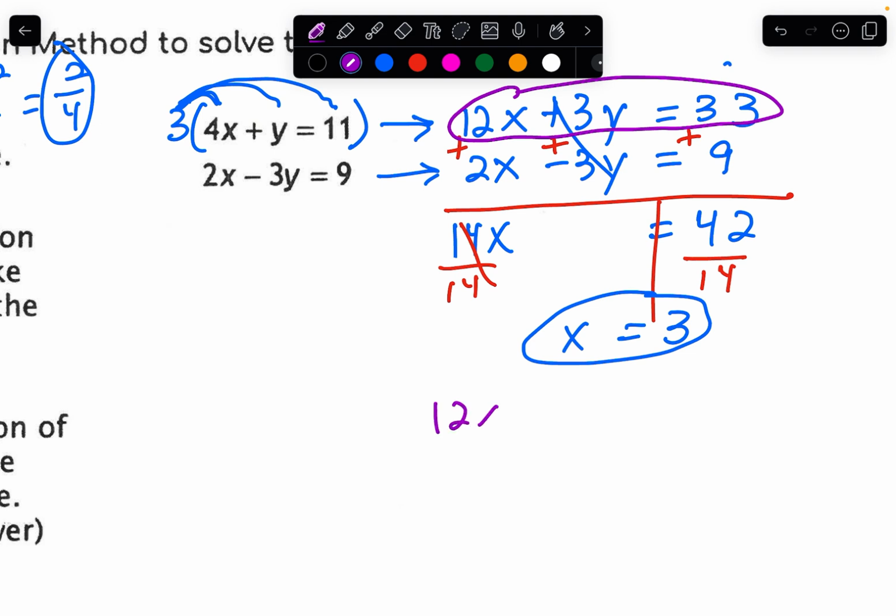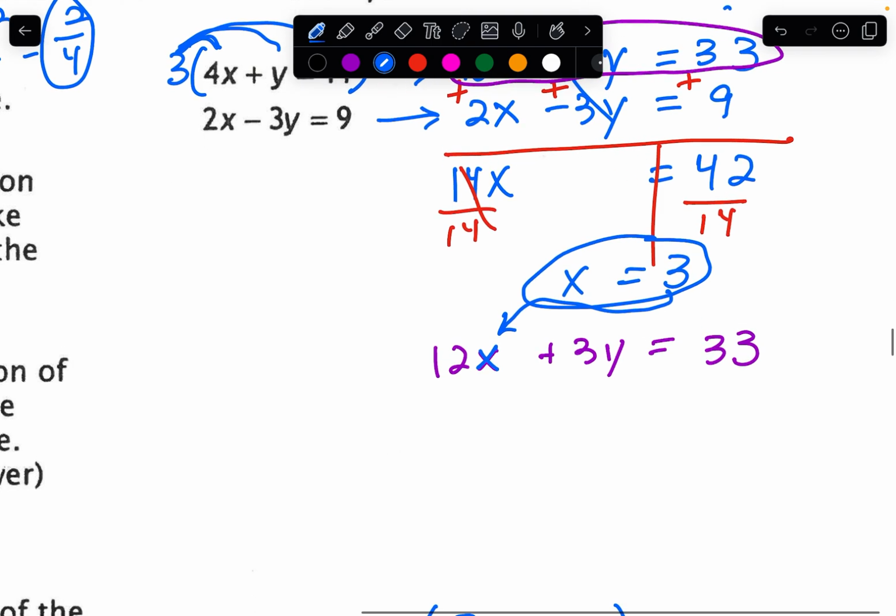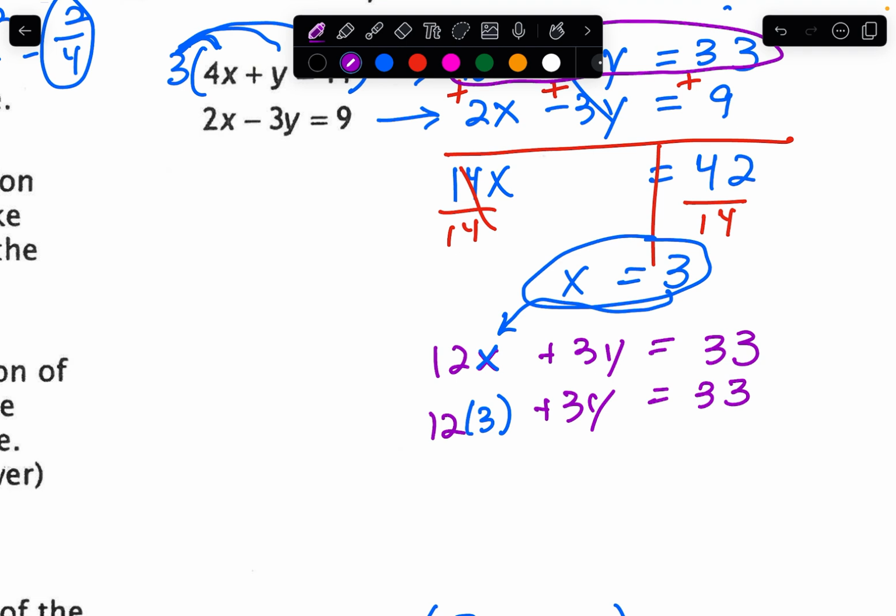So I'm gonna rewrite that one. 12x plus 3y equals 33. All right, so notice now we have the x part first. So that means that in order to solve this, we got to plug that 3 in for the x value. And so now we've got 12 times 3 plus 3y equals 33. 12 times 3 is 36, so 36 plus 3y equals 33.